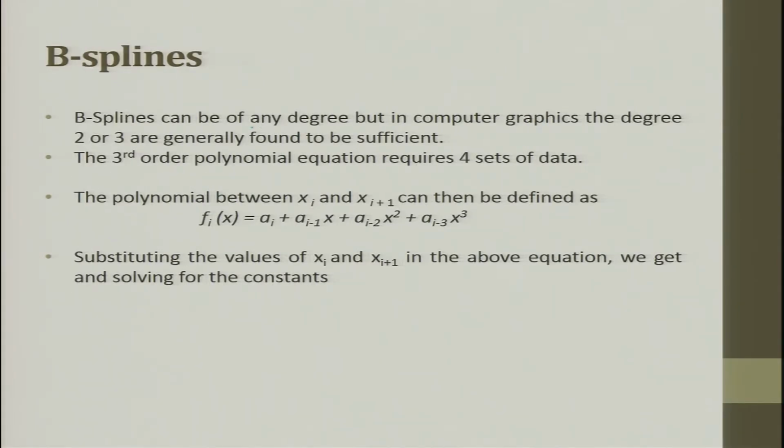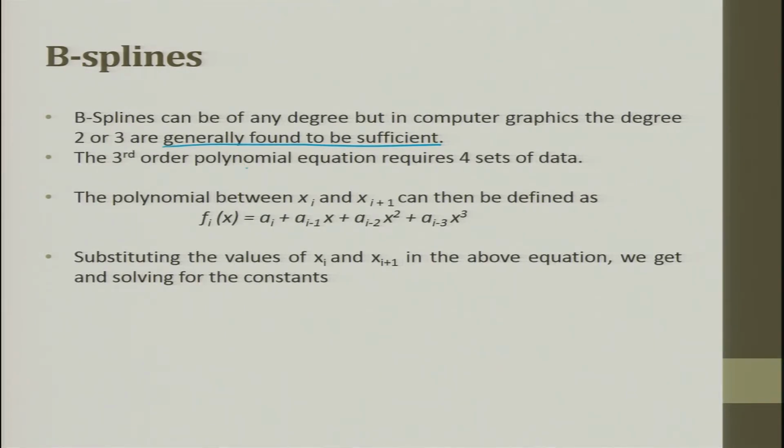A B-spline can be of any degree, but in computer graphics the degree of 2 or 3 is generally found to be sufficient. You can go to the nth degree, but you will have more data. When you have more data, you will also have more errors coming here and there. So, it is better to stop with 2 and 3, and you also make it computationally a little easier.